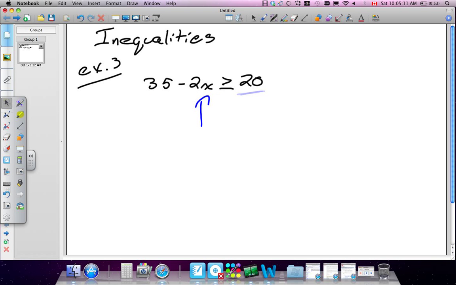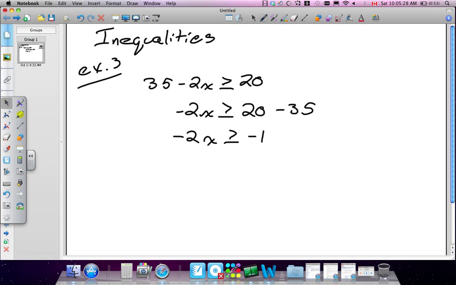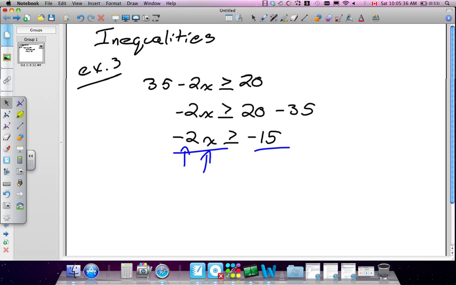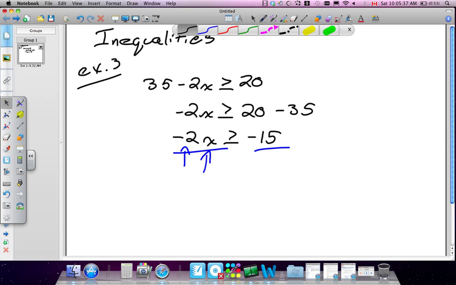When we're adding or subtracting, it's the exact same rules, okay? We just bring it to the other side of the equation. So we end up with negative 2x is greater than or equal to 20, subtract 35. That's going to give us negative 2x is greater than or equal to negative 15. Still the exact same idea also. If we're trying to isolate for x, I'm going to divide both sides by whatever coefficient is in front of x. So in this case, we would divide both sides by negative 2.